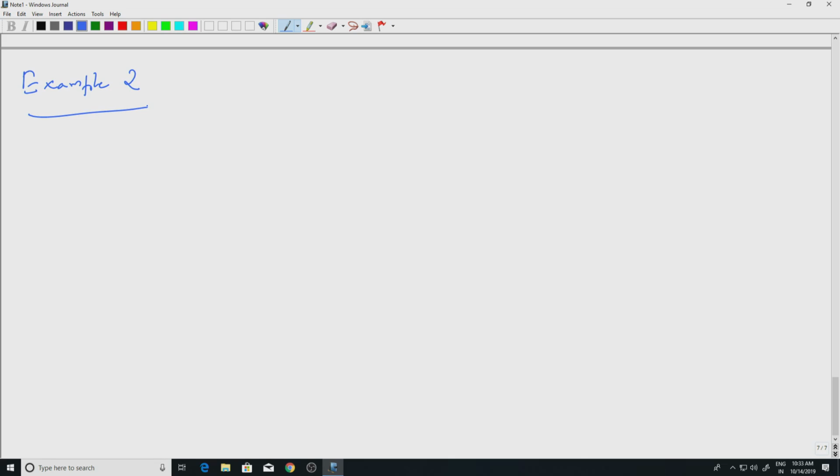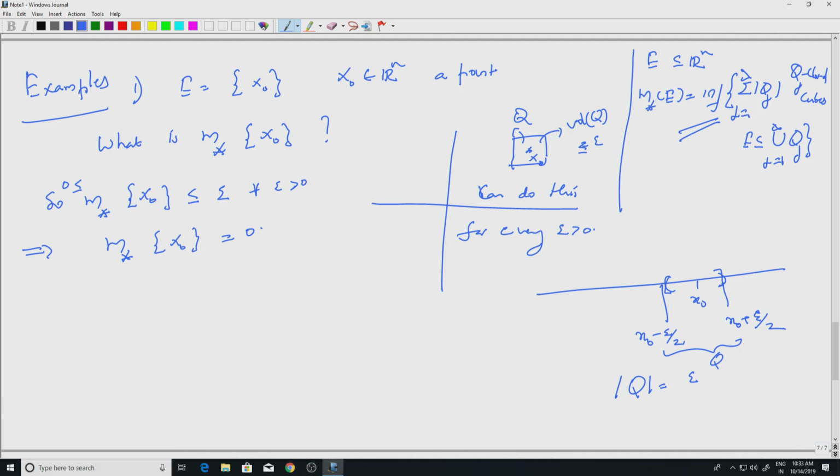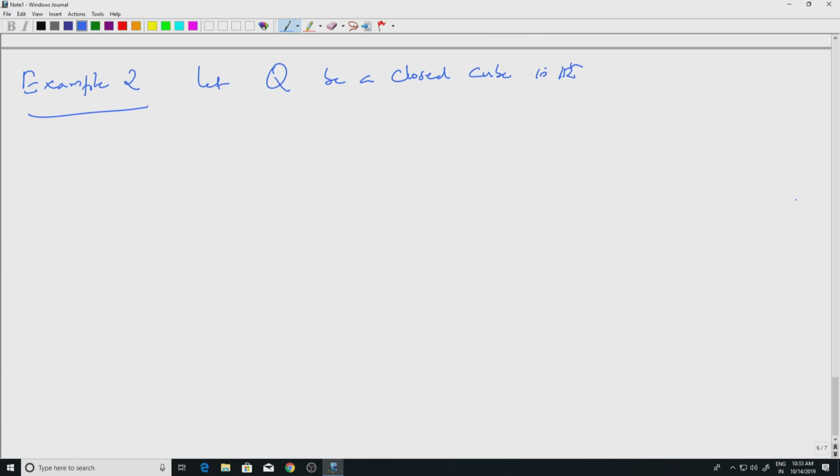Example 2. Let Q be a closed cube in Rn. Okay. So, recall that we defined the outer measure of any set using the volume of the Q's, right. So, mod Qj is simply the volume of Qj, right. So, one would want, or that should be the measure of Q, right. So, if Q is a closed cube, then we want to find out what m star of Q is.